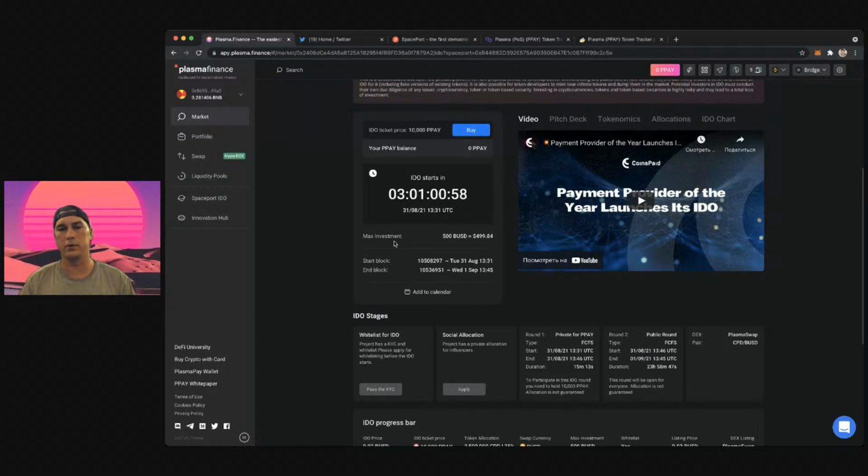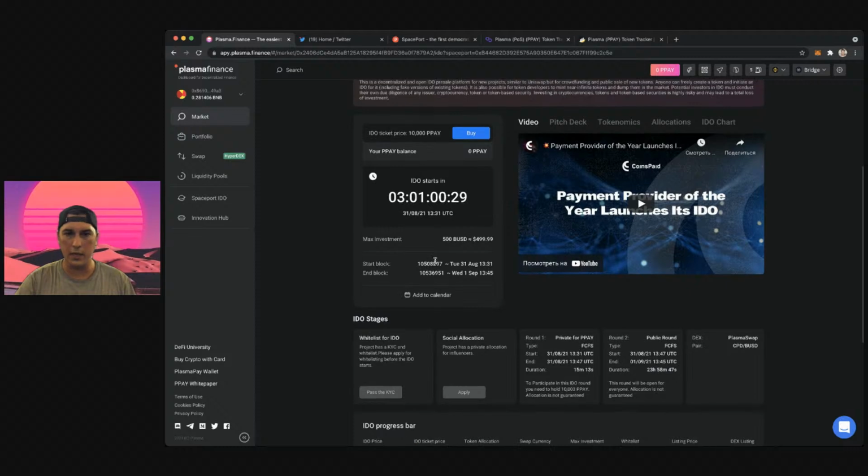UTC time on the 31st. But the contracts can't see the real time in the real world. The contract can see only the starting block. So you need to be very careful when you are waiting for the IDO start, and this applies to any chain. You need to see the starting block of this IDO, and you need to compare the starting block with the current highest block on the chain.